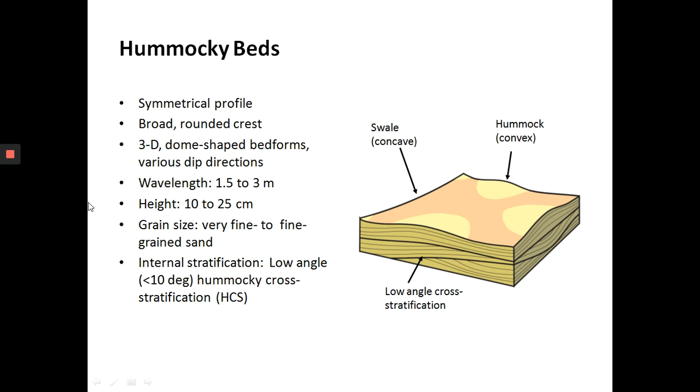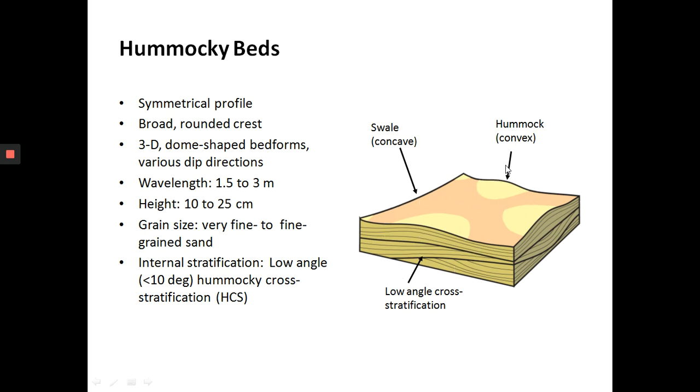As in symmetrical ripples, if you make a cross section of a hummocky bed, it will also have a symmetrical profile. Okay. But the crest is no longer sharp. They have rounded crests and they are broad. And they are three-dimensional bedforms. They don't have a straight crest, right? With a simple profile. They dip at different directions, okay, to form a mound.